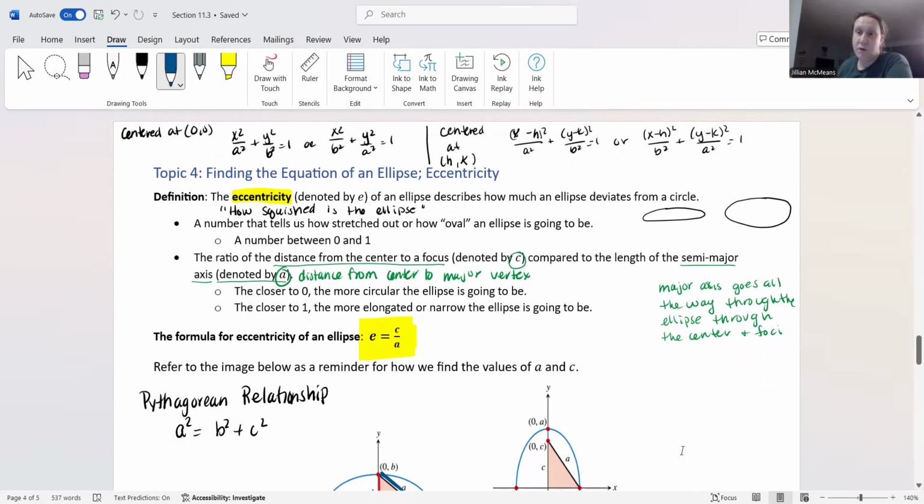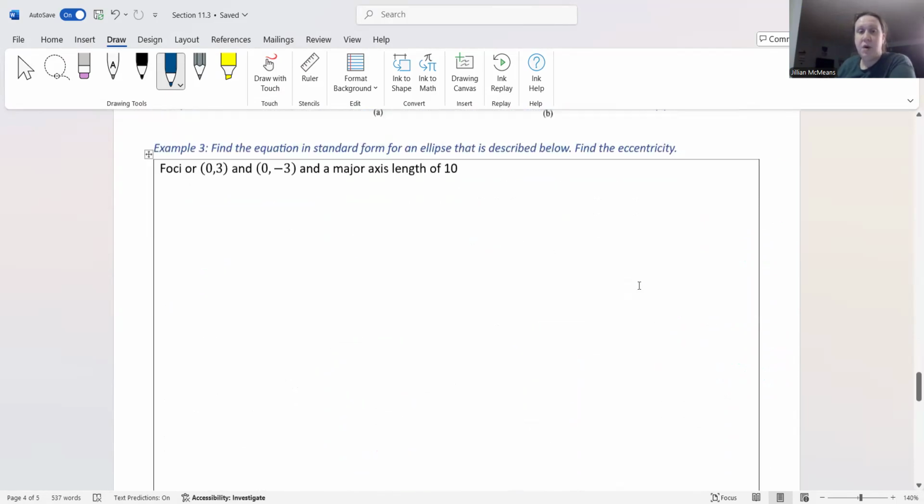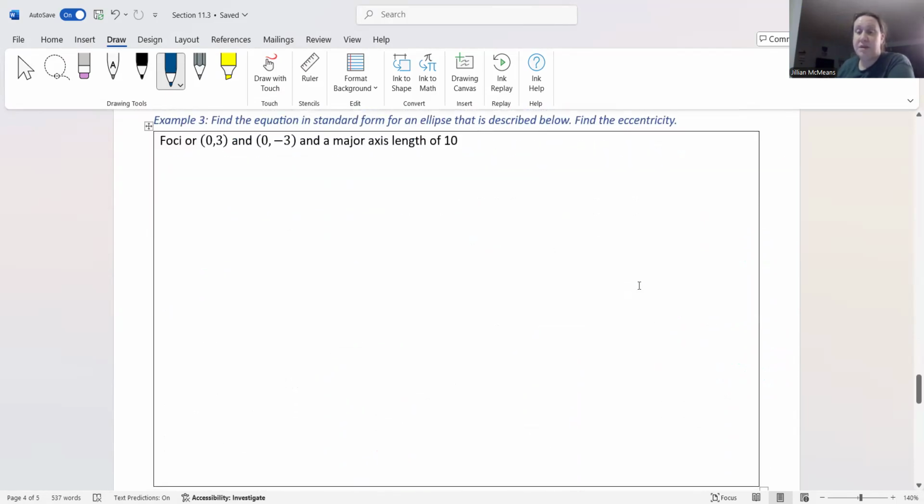Okay, those are the standard forms for whether you're centered at the origin or at some ordered pair (h, k). So we want a standard form equation for an ellipse that is described below, and then we're told, hey, while you're at it, go ahead and find the eccentricity. So let's figure out how squished this ellipse is, okay?